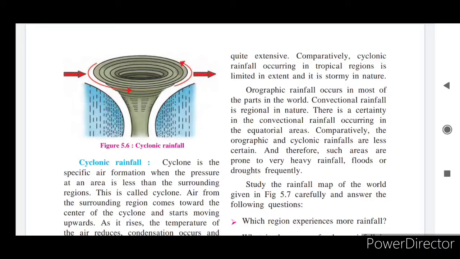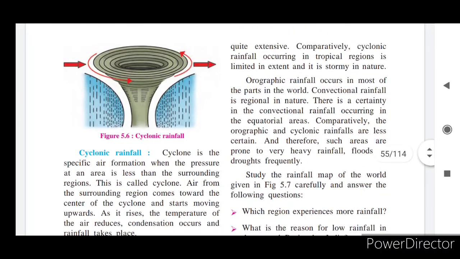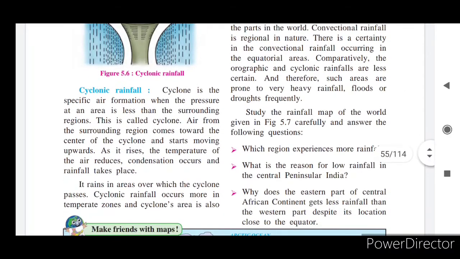This is called a cyclone. It means in the cyclone we can find more pressure, and in the surrounding area we can find less pressure. Air from the surrounding region comes towards the center of the cyclone and starts moving upward. So see here, like this, the air is moving in a circular direction and upward. As it rises, the temperature of the air reduces.